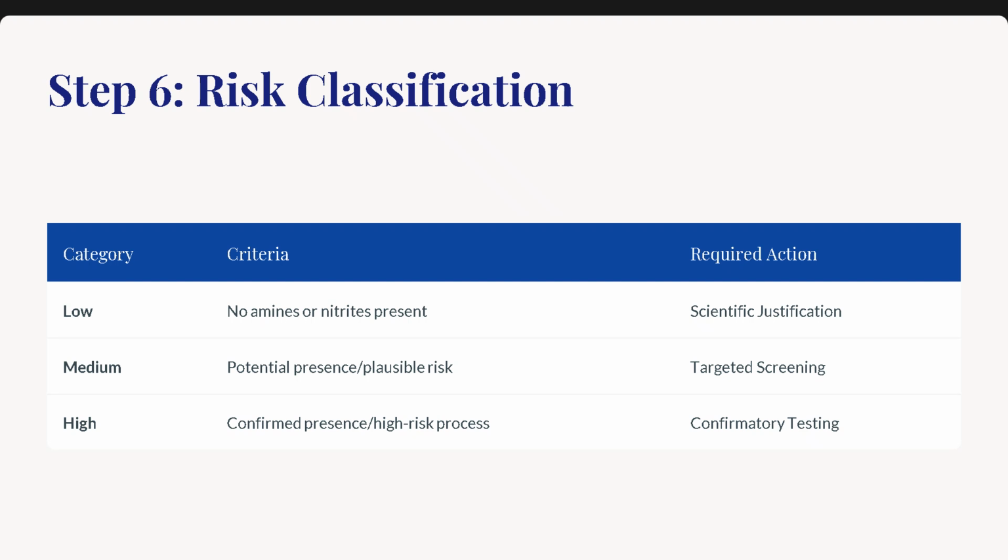If nitrosamine formation is confirmed or highly likely, the product is high risk. In this case, confirmatory testing becomes mandatory. This classification ensures appropriate control measures are taken.